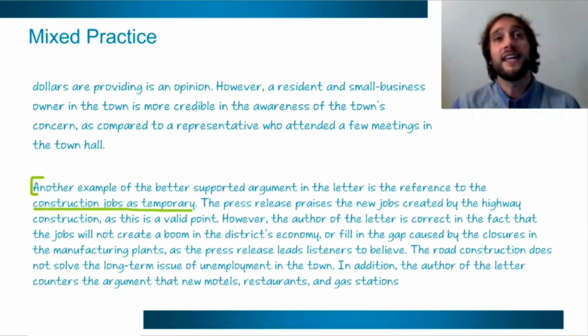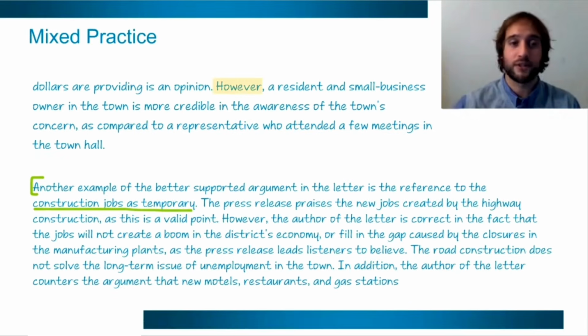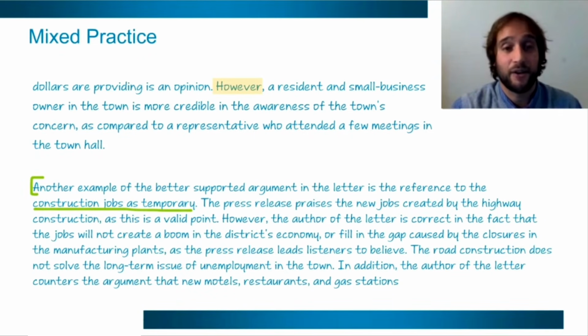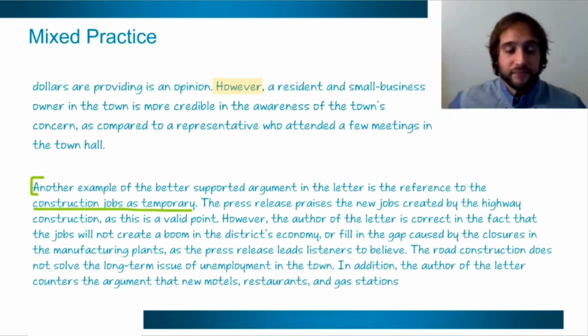So we concede, yeah, that part is an opinion. However, look how we're using a strong contrast transition within a body paragraph here. However, a resident and small business owner in the town provides a more credible source, more credible in the awareness of the town's concern as compared to a representative who attended a few meetings in the town hall. So basically, the author's saying, if they're both speculating, I'd rather trust the person from the town to know more about the concerns or tendencies of the people in this town. Great way to finish that paragraph. Very strong. Then we would transition to the next paragraph.